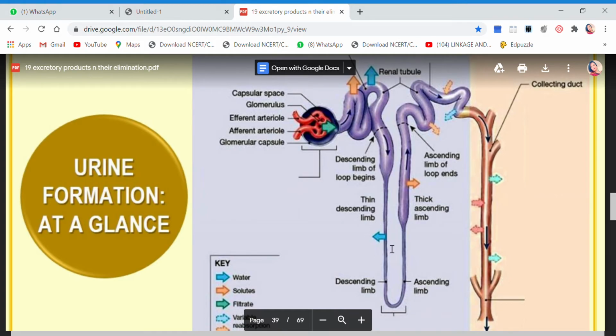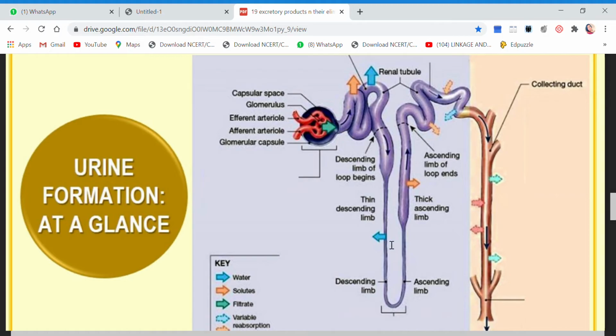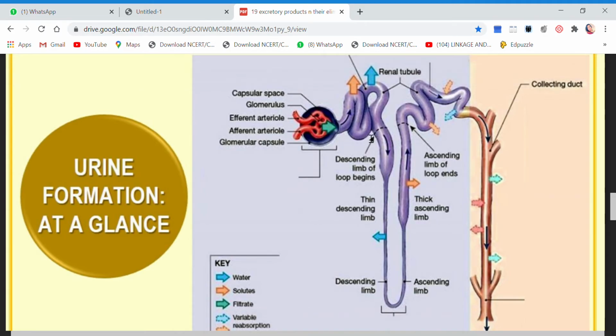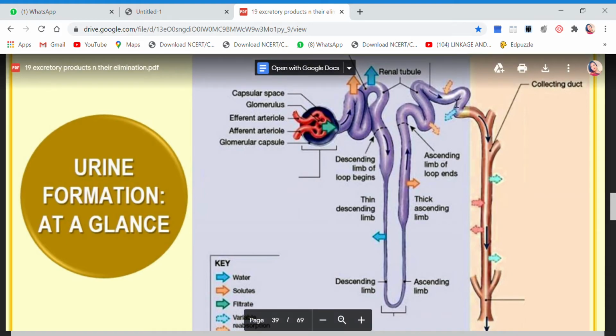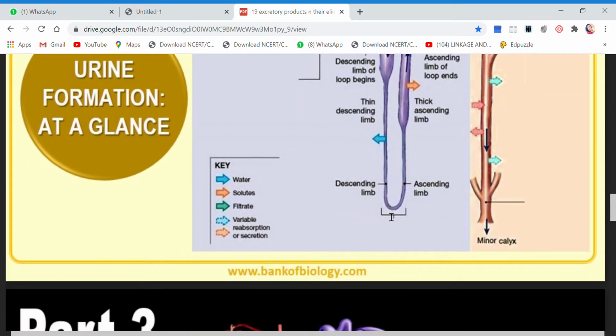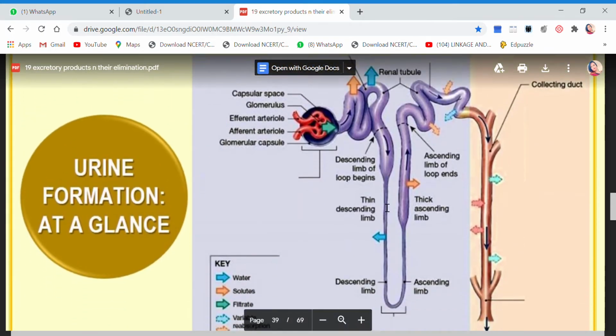Then here it is permeable to water but not permeable to electrolytes, but here it is permeable to the electrolytes. A few things are secreted in the PCT also, and a few things are secreted in the DCT also, and the concentration of urine gets increased in the descending limb, but the concentration then again gets diluted in the ascending limb. This is what we had done in the previous videos when we were studying urine formation.